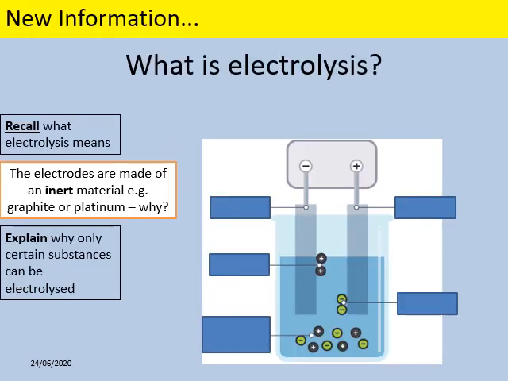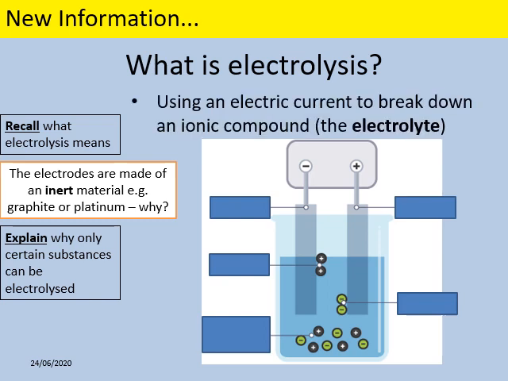So what is electrolysis? We can get the meaning of this word from the word itself. Electro meaning electrical current and lysis meaning to split something up. So electrolysis is using an electric current to break down an ionic compound. That ionic compound we refer to as the electrolyte. That's just the thing that's being broken down. The setup for electrolysis is shown in this diagram.